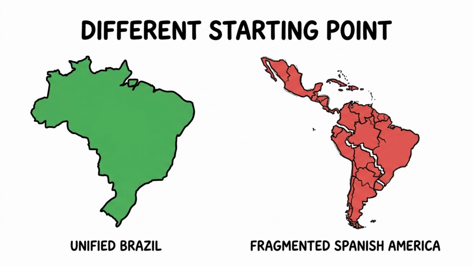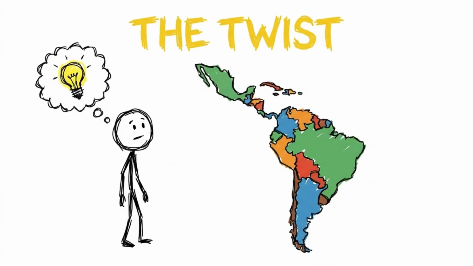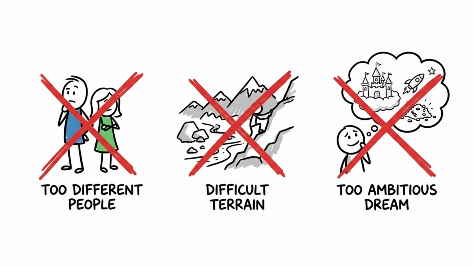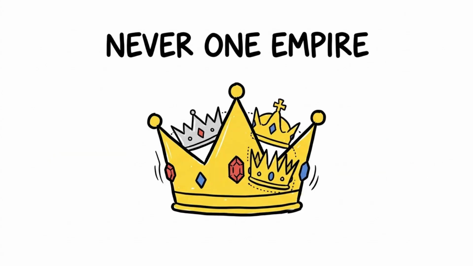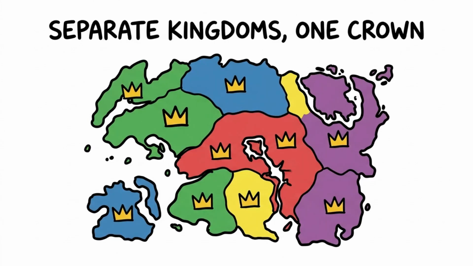This is the twist that reframes everything you thought you knew. Latin America did not fail to unite because the people were too different, or the terrain too difficult, or the dream too ambitious. It fragmented because the empire that created it was never actually one empire to begin with. It was a collection of separate kingdoms wearing a single crown, and when that crown fell, each kingdom simply reverted to governing itself, the way it always had.